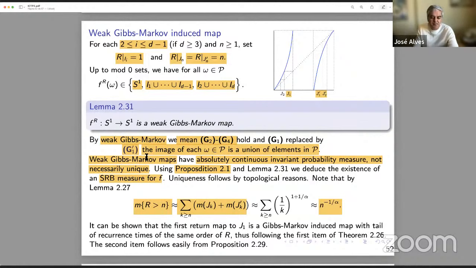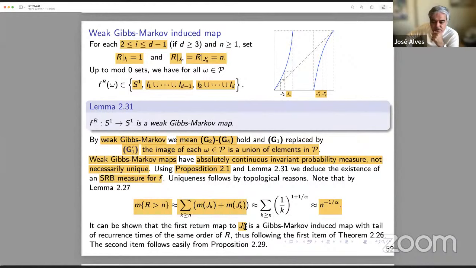So the idea in this case is to induce again, and there's a lot of freedom that we have. In my book, I show that we can have the first return to one of the J's, but in practice, it is important for some other purposes to have the domain where we induce arbitrarily small. So we can induce to any of these J's; here we can induce to J1. So the first return map to J1 is actually a Gibbs-Markov induced map.